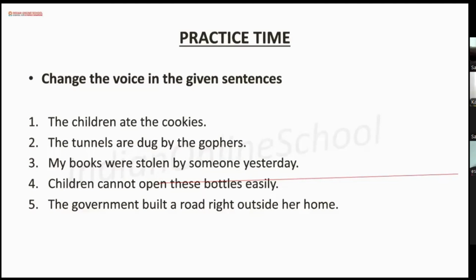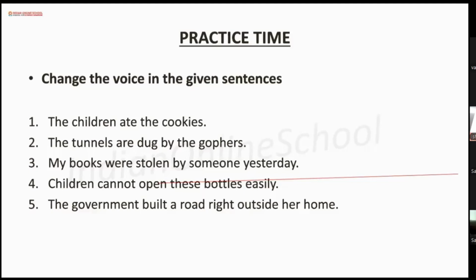The children ate the cookies. Okay. Now you change the voice. What is the subject here? The cookies were eaten by the children. Ate is the past form of the verb. Eat, ate, eaten. So ate means it's a past form. So the cookies were eaten by the children.